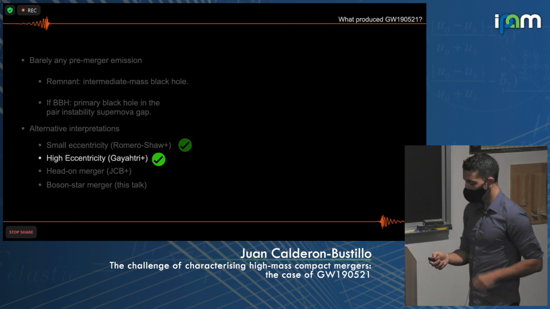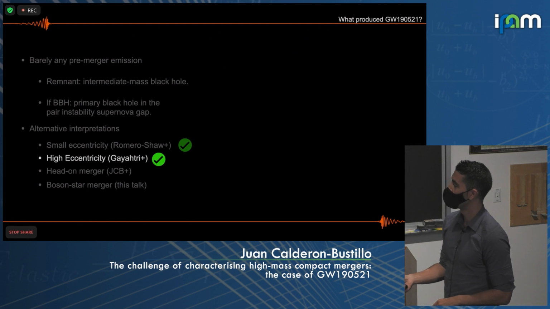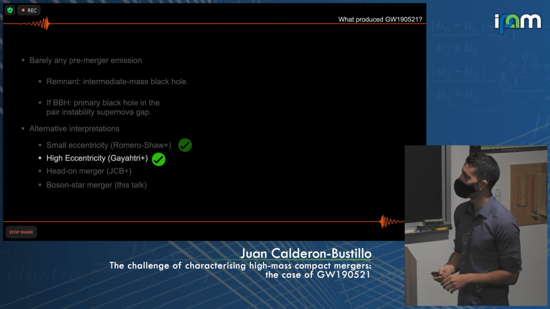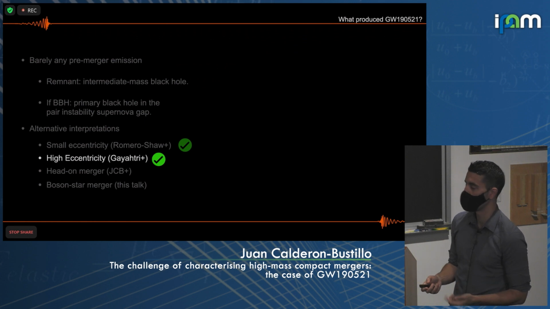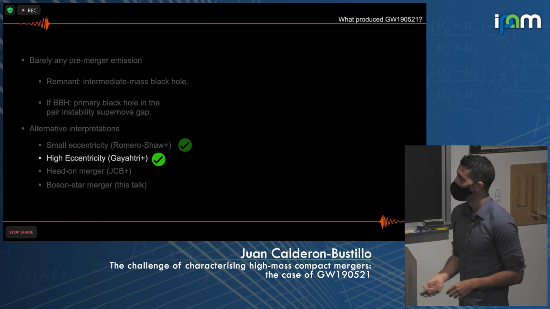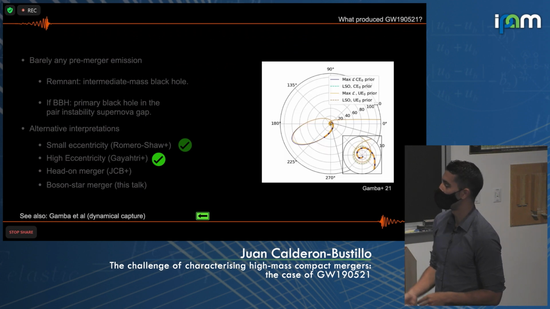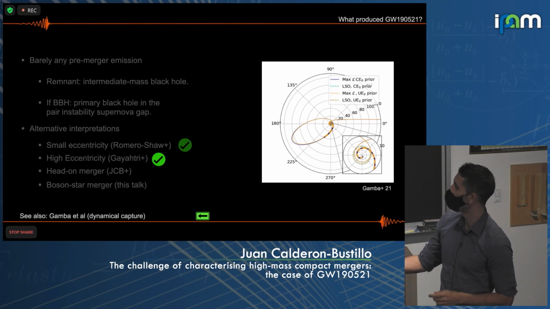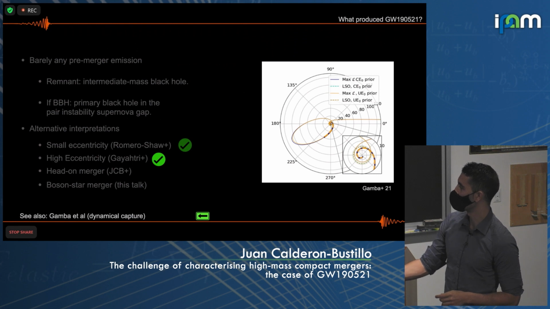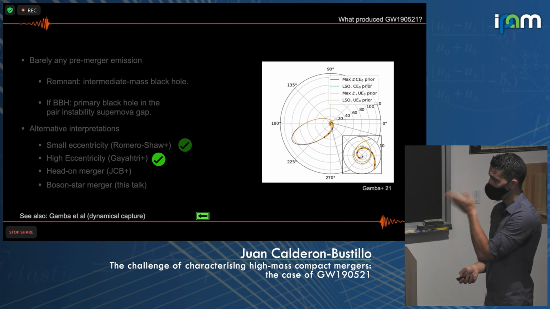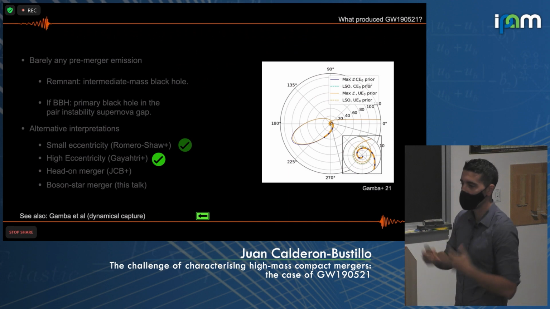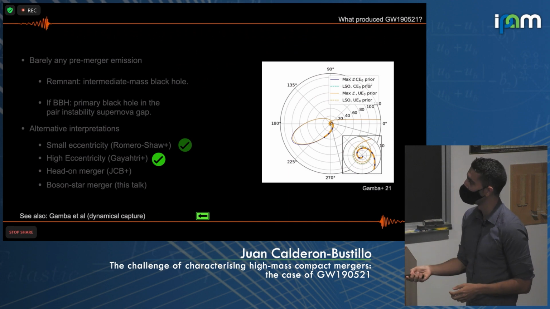There is a study by the Rochester and Florida groups in which they compared the signal to numerical simulations with high eccentricity, high precession, and they achieve a very good fit. There is also a study by Rosella Gamba and colleagues showing this is also consistent with a dynamical capture. So you're seeing a whole slew of possibilities in here.